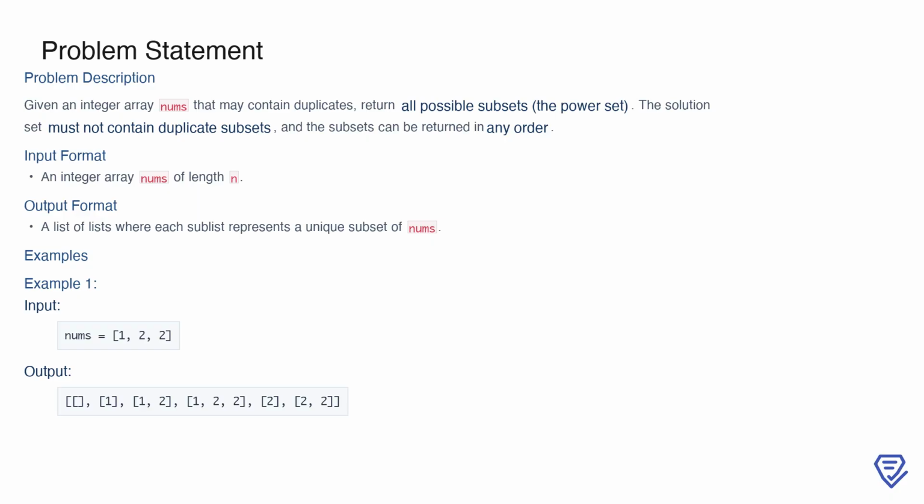For the input, we are provided an integer array of length n, and the output will be a list of lists where each sublist represents a unique subset of nums. Let's look at an example. If the input array is 1, 2, 2, the output should include all distinct subsets such as the empty subset, subsets with one element like 1 and 2, subsets with two elements like 1, 2, and 2, 2, and finally a subset with all three elements 1, 2, 2. This demonstrates how duplicate subsets are avoided while generating all possible combinations.